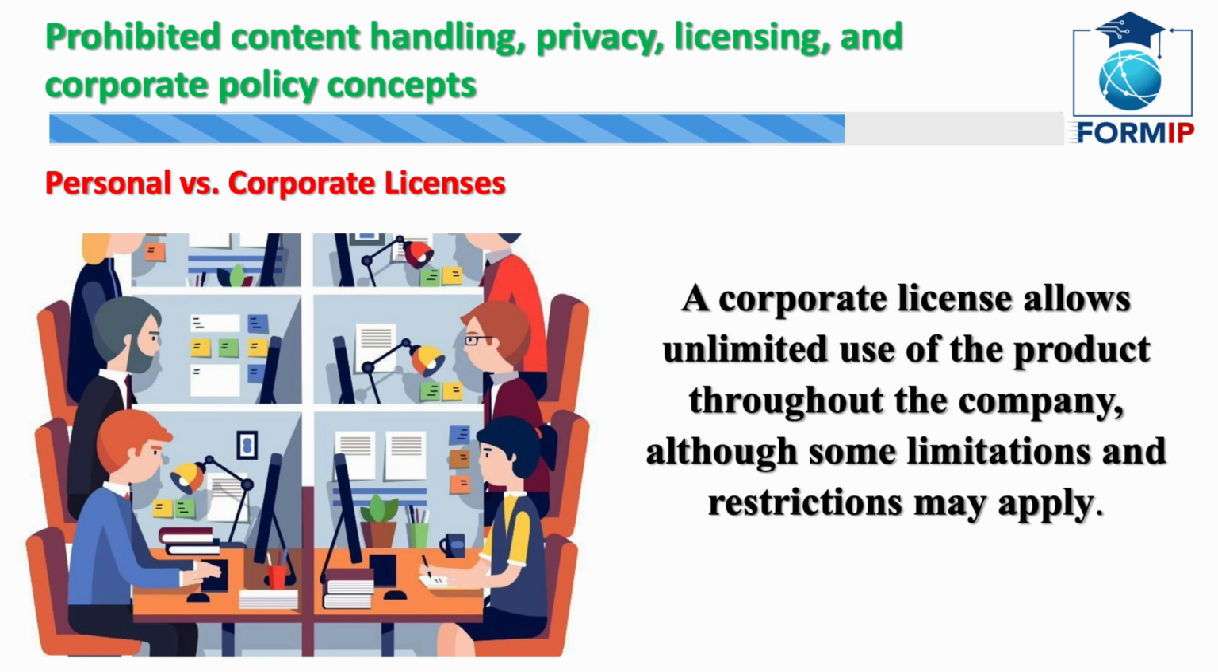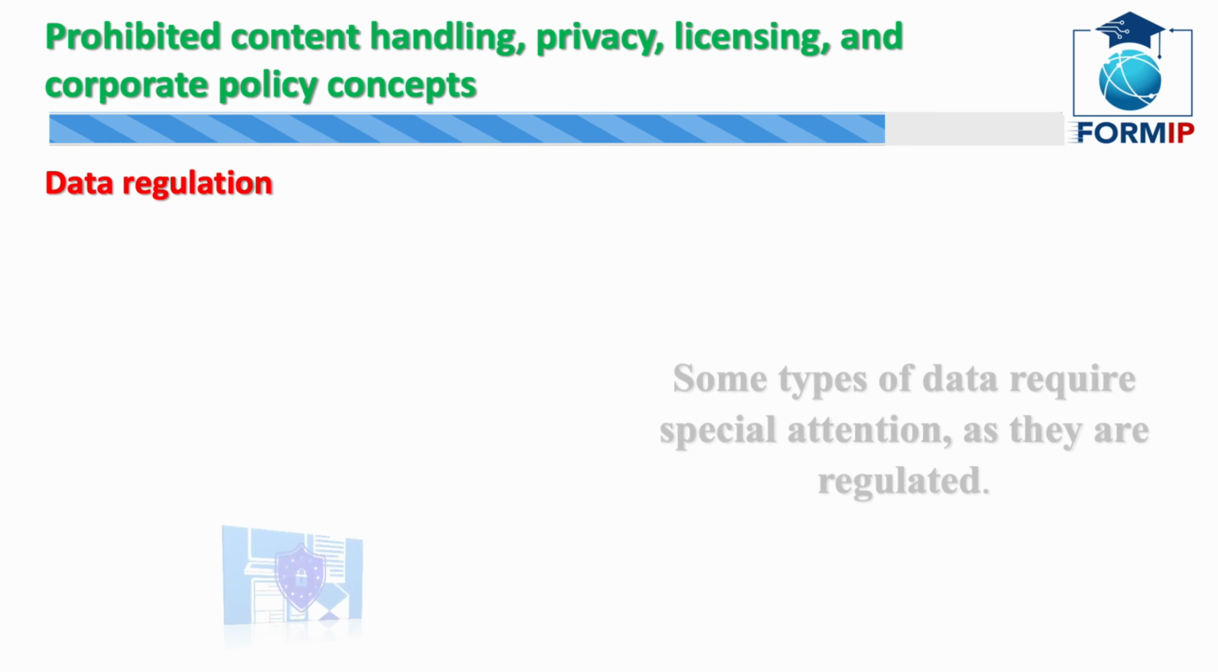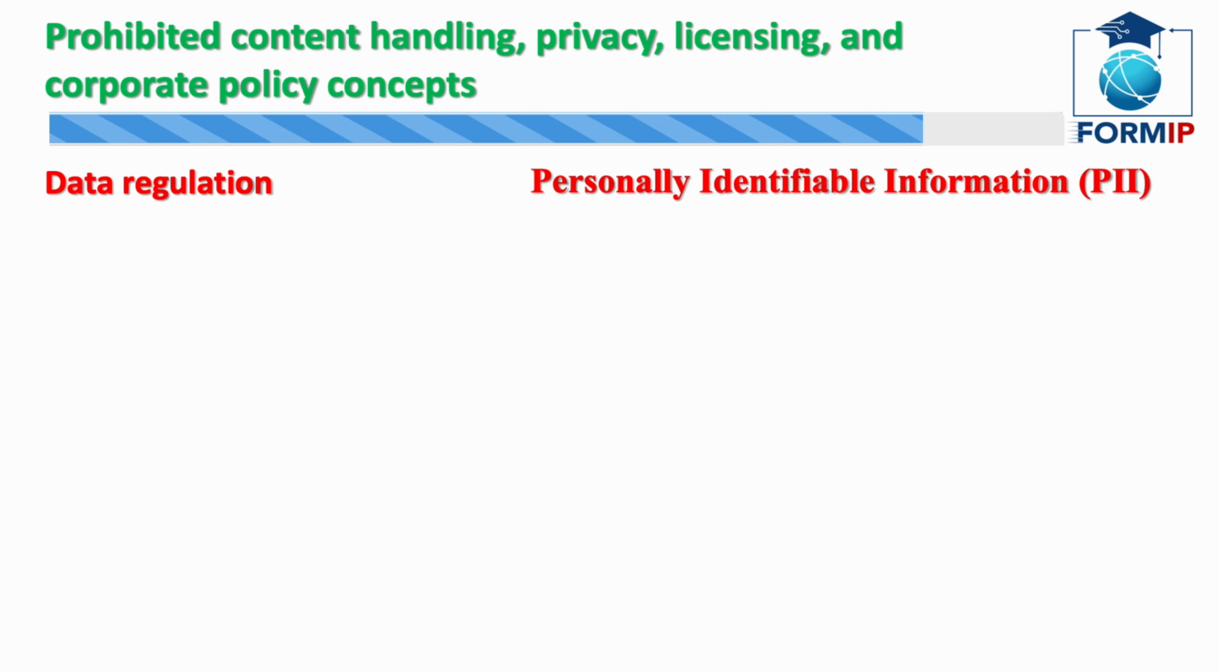Data regulation. Let's move on this time to another point, data regulations. Some types of data require special attention because they are regulated. This means that their proper handling is specified by regulation. We will look at the 4 types of data that are regulated and that must be protected by network administrators. Let's start with personally identifiable information, PII.